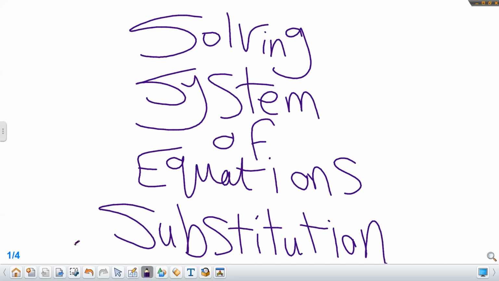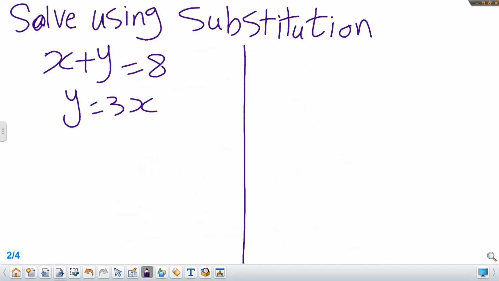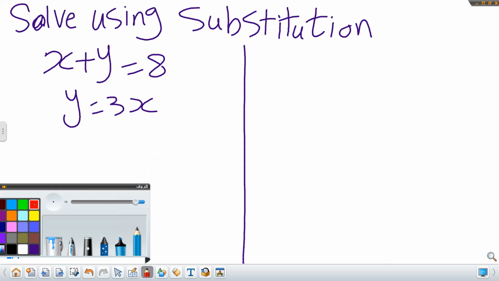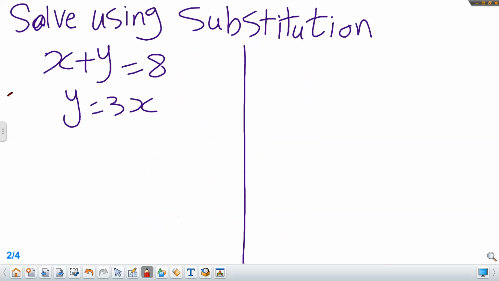Okay, the first example. Solve using substitution: x plus y equals 8 and y equals 3x. What's the meaning of substitution? Substitution means replacement. Okay, how to replace? Here you have two equations with two variables, x and y. How to solve them?